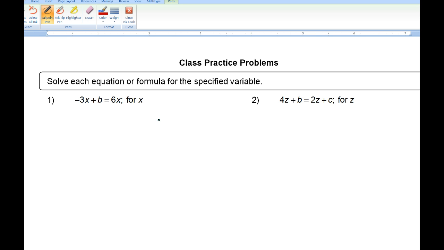Okay, so we want to isolate the x. So what we're going to do is subtract the 6x. No, because isn't it negative 3x? That's okay, it's smaller.